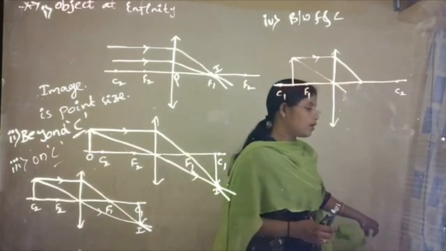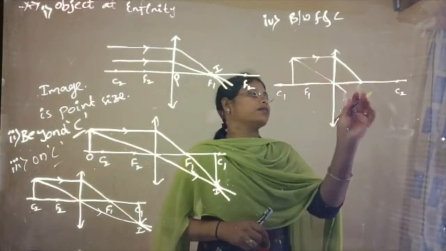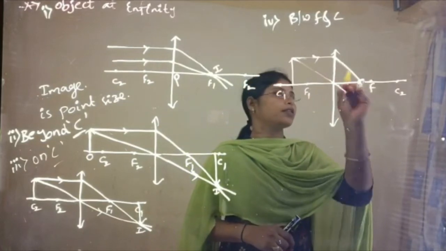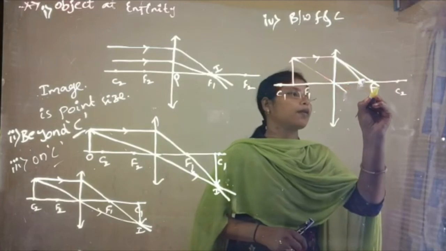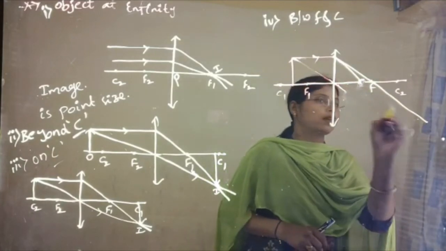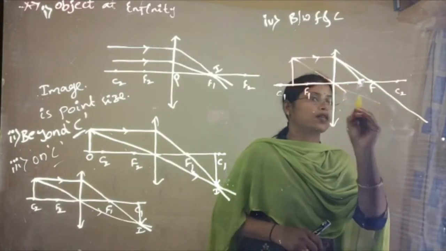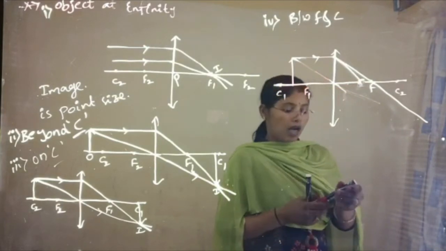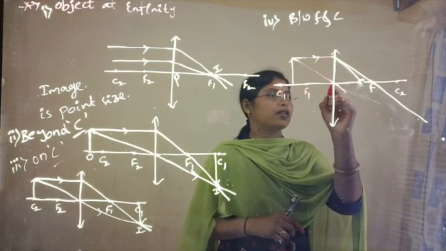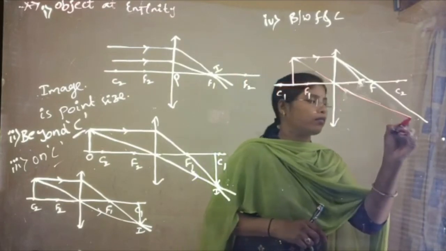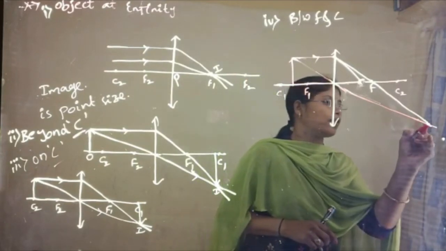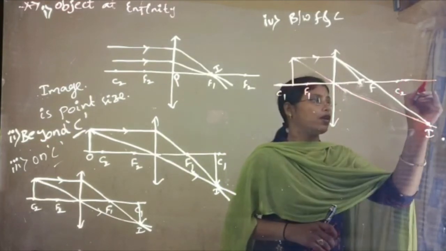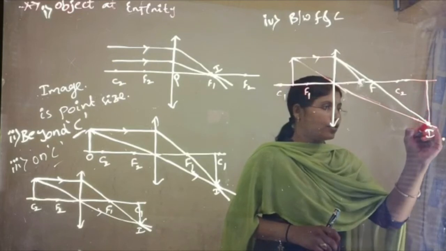It passes through the focus. Here the focus point is there. So if one ray passes through the focus and another ray passes along the optic center, both converge at one point. So here we get the image point. Then we draw a perpendicular line to this image point.